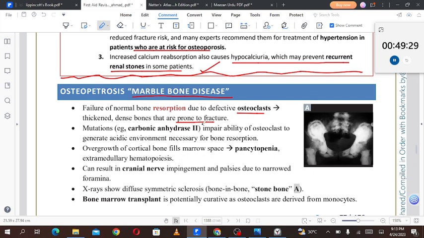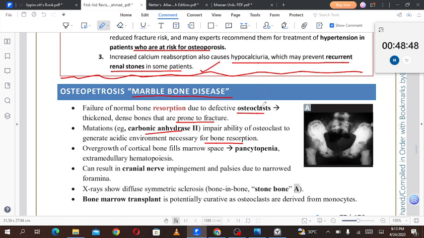Mutations, for example in carbonic anhydrase 2, impair the ability of osteoclasts to generate the acidic environment necessary for bone resorption. Remember that for bone formation we need an alkaline environment, and that is given by alkaline phosphatase. But for bone resorption we require an acidic environment, and that is given by carbonic anhydrase. We also studied that acidosis leads to bone resorption and hypercalcemia.